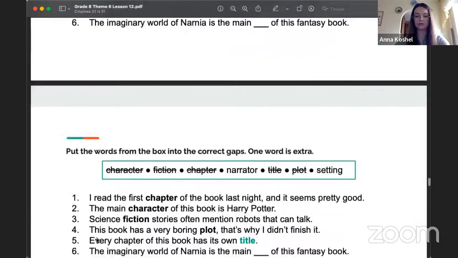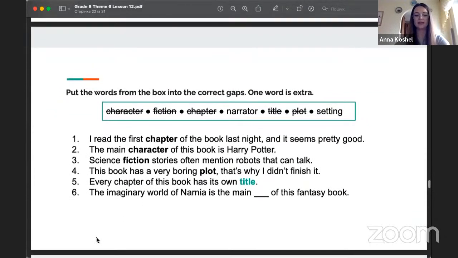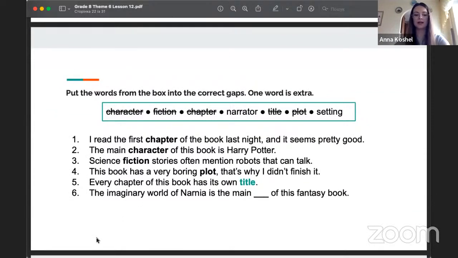Okay. Yeah, very good. The word is title. Every chapter of the book has its own title. В кожній главі цієї книжки є своя власна назва. Okay, and now we have the last sentence, number 6.